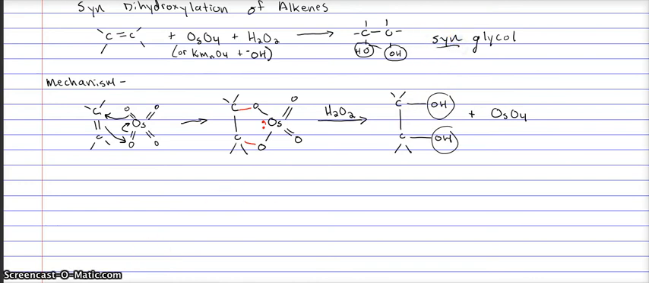Now there's another way this reaction can be performed. This is using potassium permanganate and sodium hydroxide, or a strong base like potassium hydroxide. This will undergo a very similar reaction as the osmium tetroxide. The arrows will be the same, but the permanganate will have a structure that looks like this. Everything else is identical.